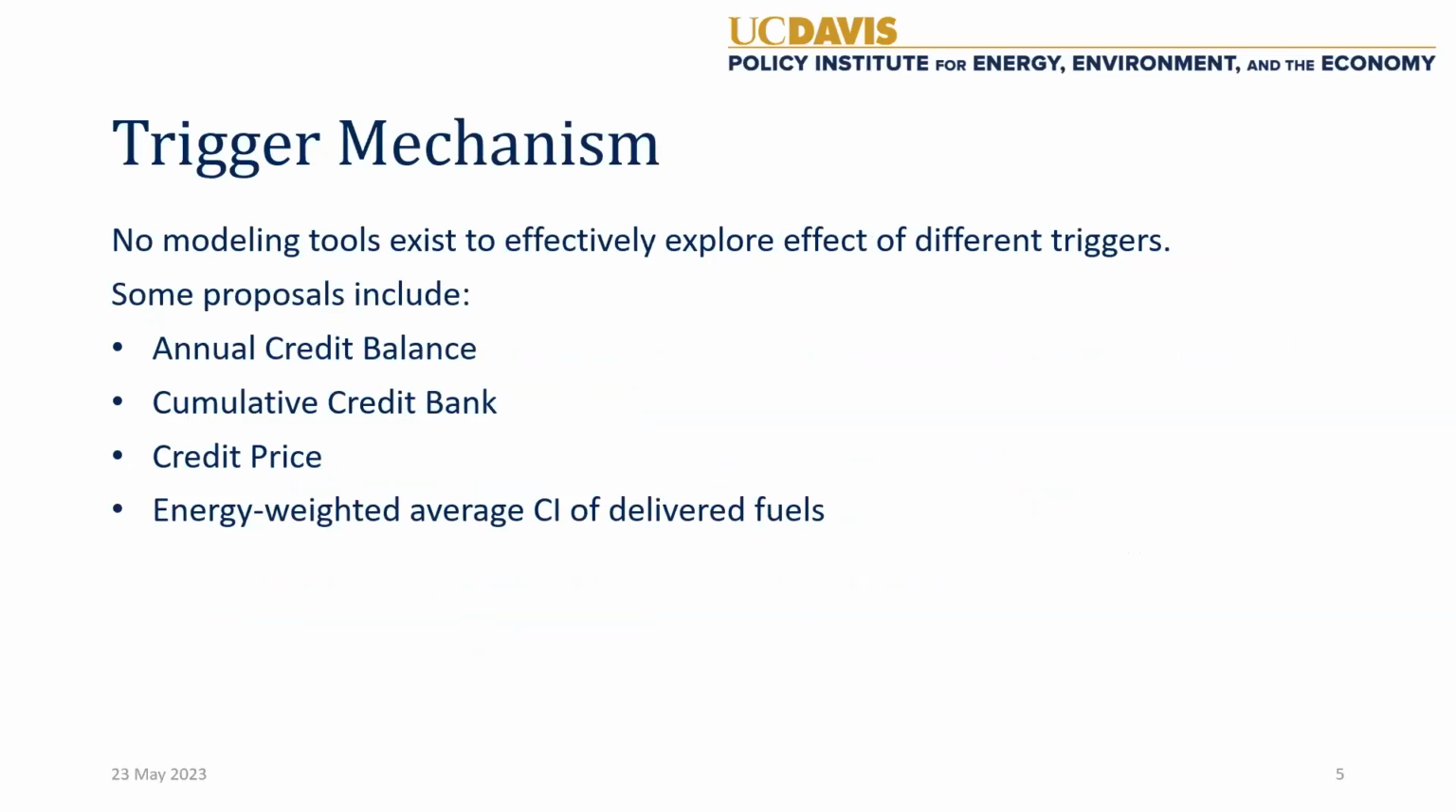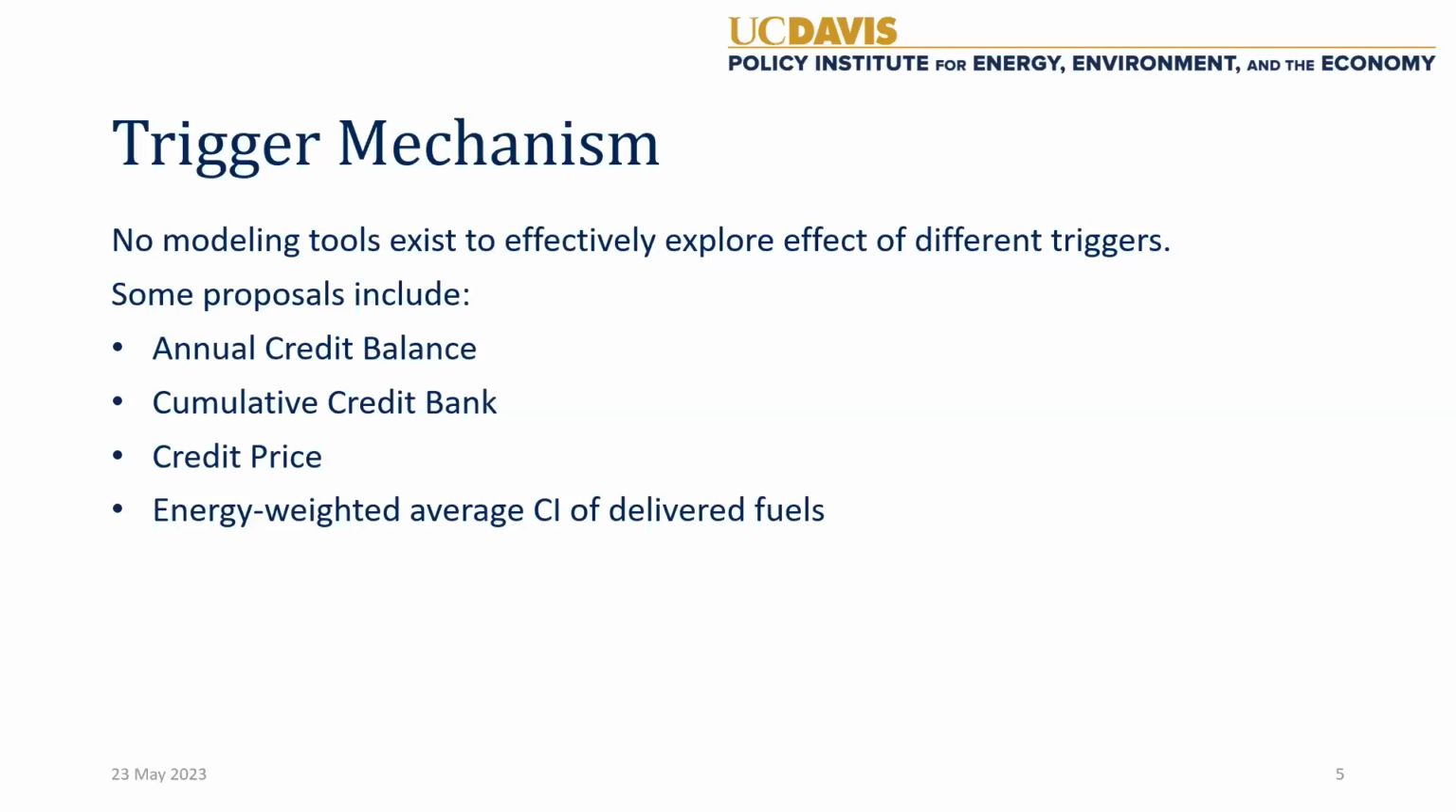So talking about the trigger mechanism, we do a lot of modeling here at UC Davis. We're going to see some results from one of our models. We analyze the acceleration mechanisms. There's really no tool that I'm aware of that is really effective at analyzing the performance of different trigger mechanisms. Jeff discussed two, the credit price to bank ratio and the credit to deficit ratio. There's a number of other mechanisms that I've heard discussed by policymakers, looking at aggregate bank size or the energy weighted average carbon intensity of fuel delivered. All these have interesting parameters. They need to be thought of on a case by case basis.